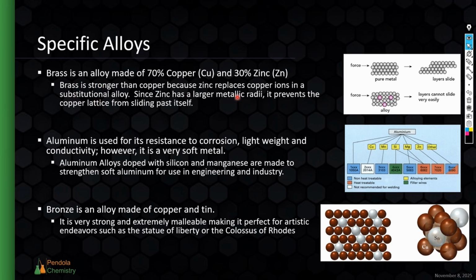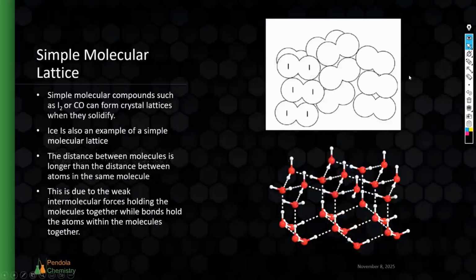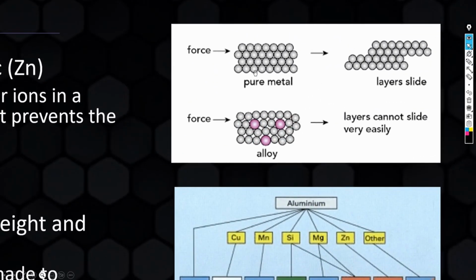Since zinc has a slightly larger metallic radius, it prevents the copper from sliding past itself, making it stronger. So that's what this picture right here is. Let me see if I can zoom in on that. No, let's go back. So that's what this picture right here is, right? So this is pure copper.